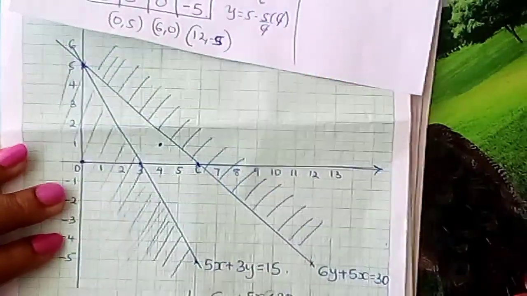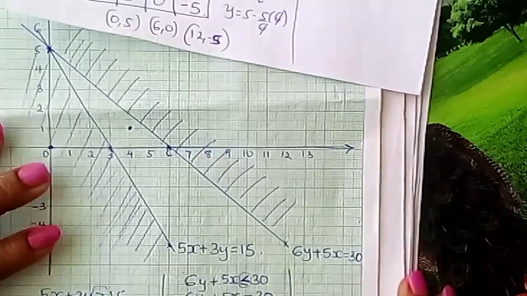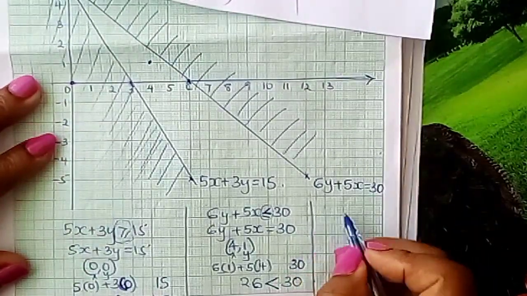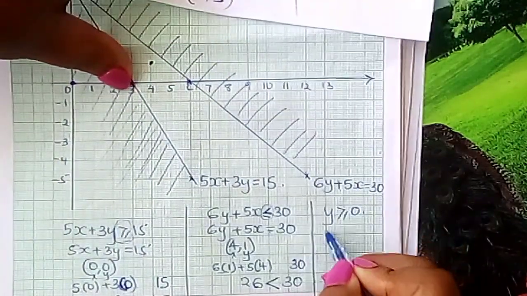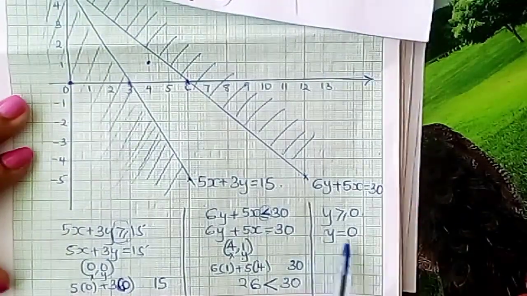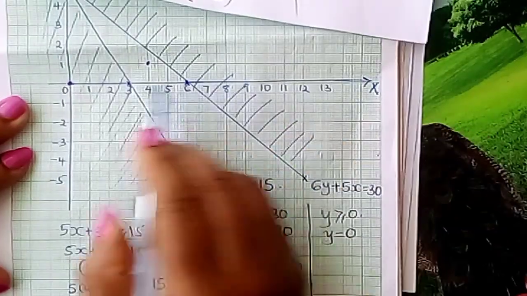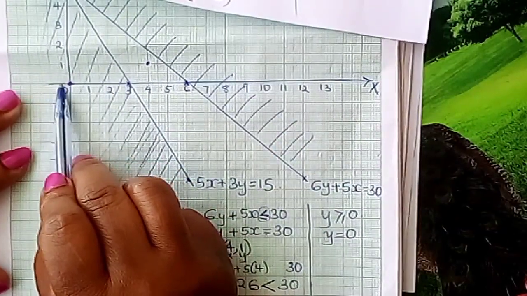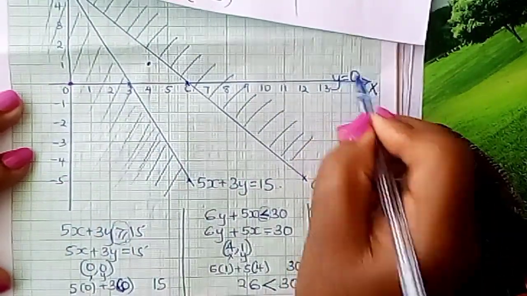Then we go to the third one. The third one, learner, is easy. So, the third one, we had the inequality y is greater than 0, and the line was y is equals to 0. Which is this line, learner? Y is equals to 0 refers to the x-axis, the line that cuts the y-axis at 0. This is the line y is equals to 0.